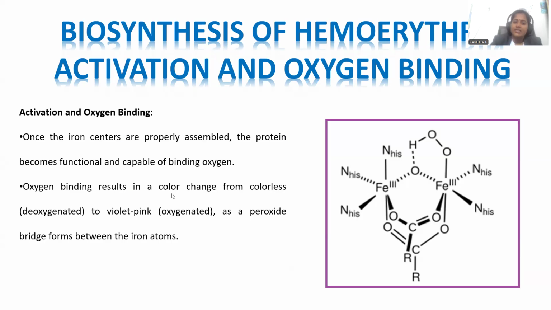Oxygen binding results in the color change from colorless, wherever the deoxygenated form is there, to the violet pink color the oxygenated form will acquire. As a peroxide bridge forms between the two iron atoms, whenever the peroxide bond is located, that is able to transform the complex color into purple violet. This is the way color change is indicated for the oxygenation process of hemerythrin.